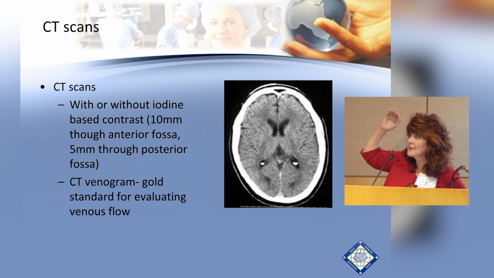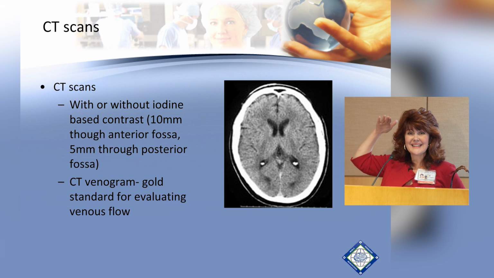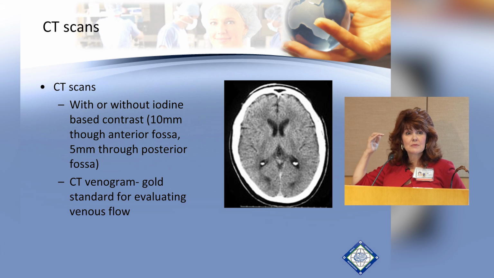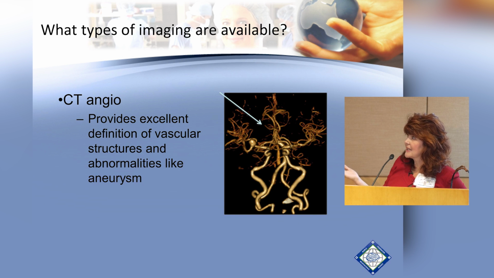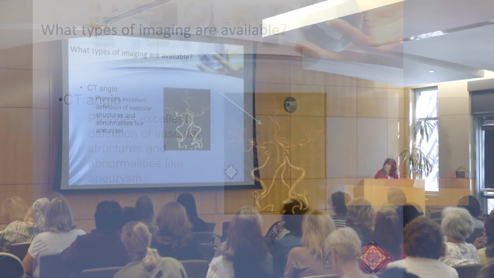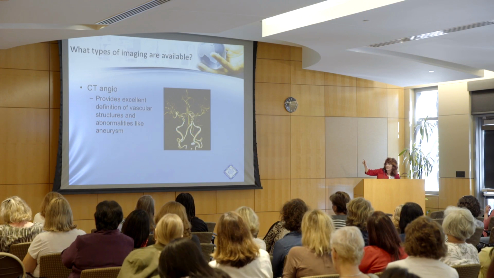It's 10 millimeter slices through the front of the brain, the anterior fossa, and 5 millimeter slices through the back of the brain. Then there's also angiography now and venography, and CT venogram is actually the gold standard for evaluating venous flow. So CT angio, this is a great example of an angio that shows an aneurysm, and it's located, I'm going to walk around and show you guys.